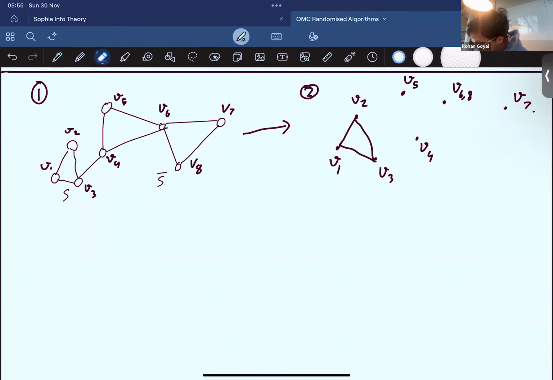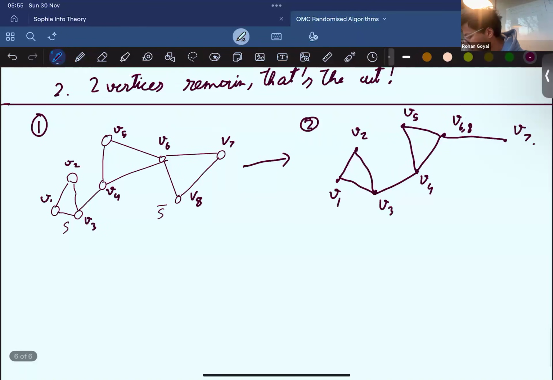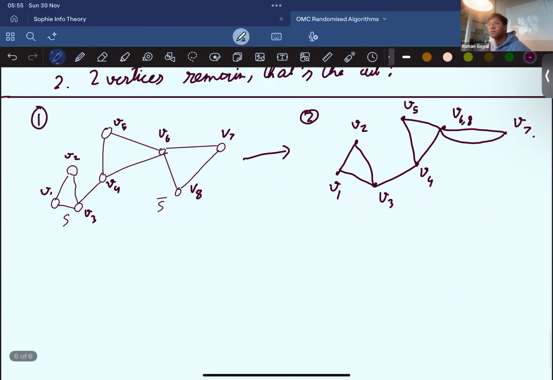Sorry, I had this cycle, then I had V3 going to V4. V4 had an edge to V6, 8, so that remains. Now the thing is V8 had an edge to V7 and to V6, right? But V6 also had an edge to V7. So I'll now have two edges from V6, 8 to V7. Okay, so this is my graph now.